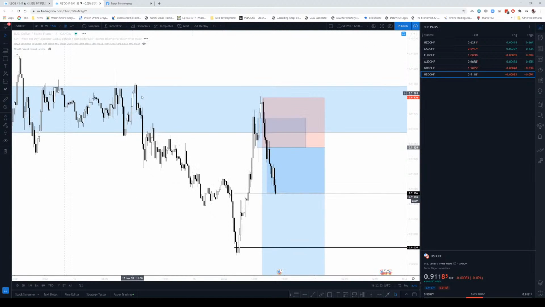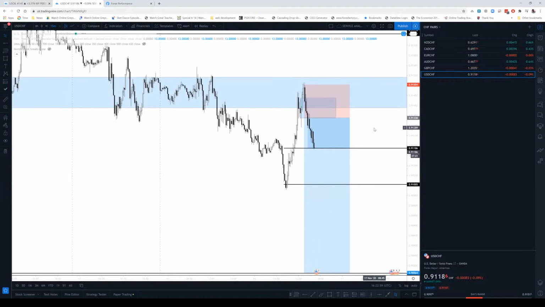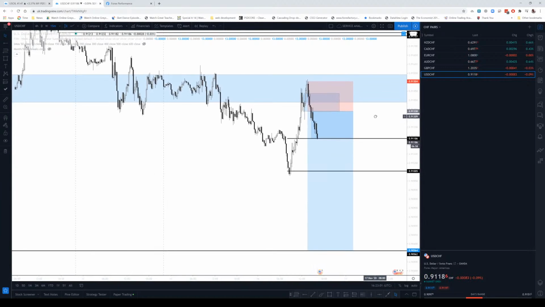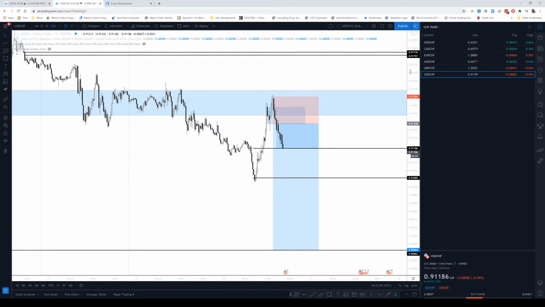15 minutes. That's nice. It went back to the break and rejected. So if you did catch that, well done. If you didn't, then well done. Let's look at these pairs now.